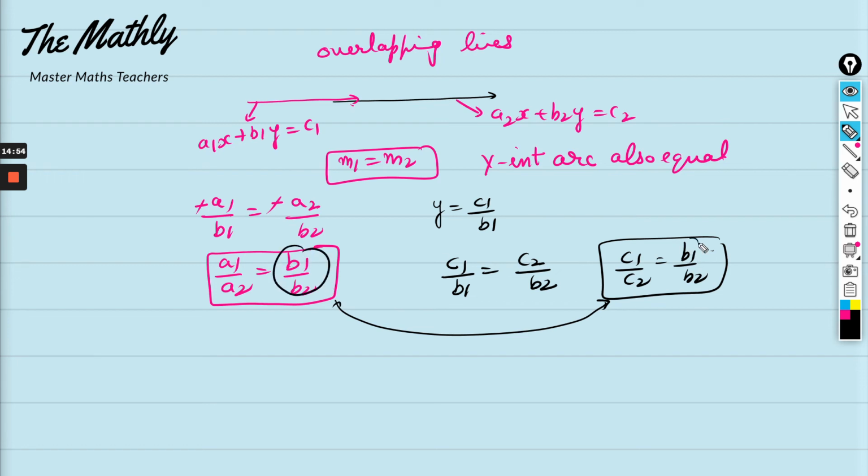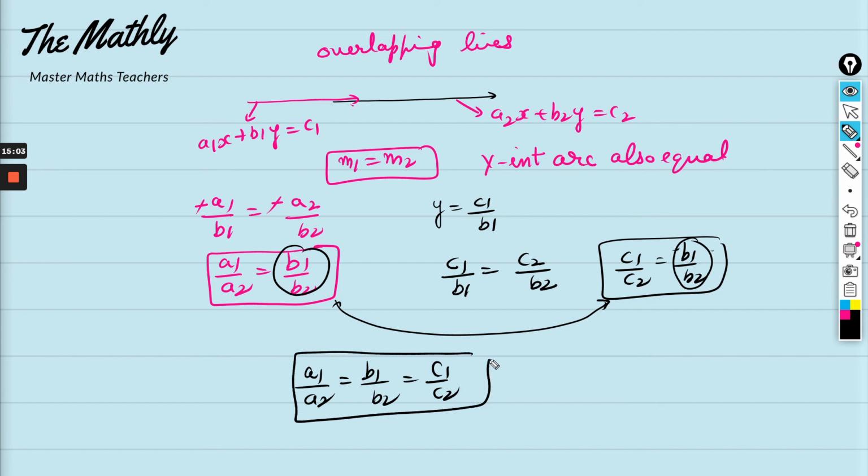b1 by b2 is common. I can say a1 by a2 will be equal to what? b1 by b2 will be equal to what? c1 by c2. This is the test condition for the overlapping lines. I hope the things are clear now. This is a really important concept as far as your SAT exams are concerned.